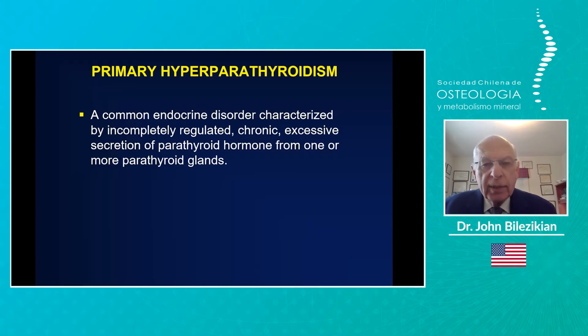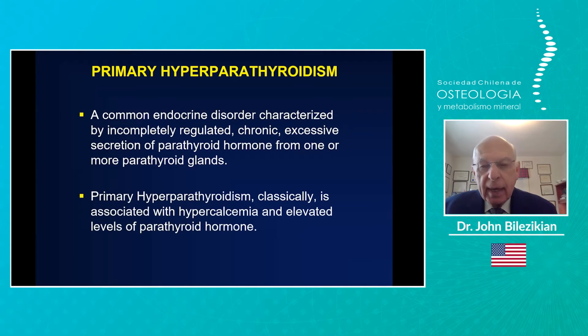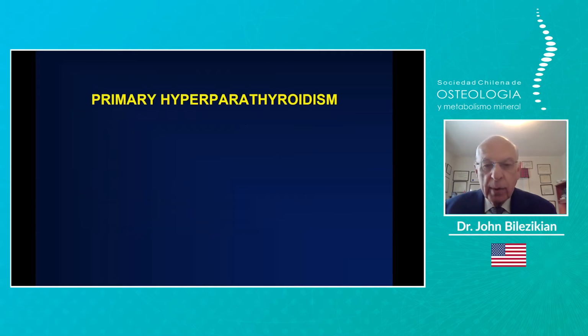And you all know this is a very common endocrine disease characterized by excessive secretion of parathyroid hormone from one or more of the four parathyroid glands. In adults, typically, 80% of patients will have a single benign parathyroid adenoma. Classically, this disease is associated with hypercalcemia and elevated levels of parathyroid hormone. Sometimes the parathyroid hormone level is within the normal range, but for hypercalcemia, of course, that is not normal.